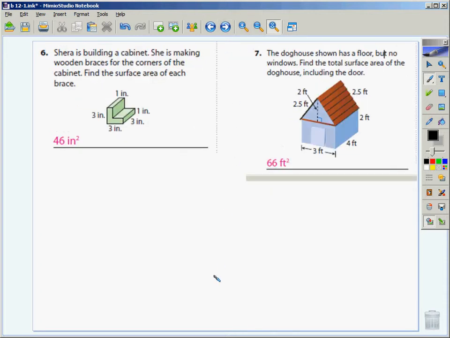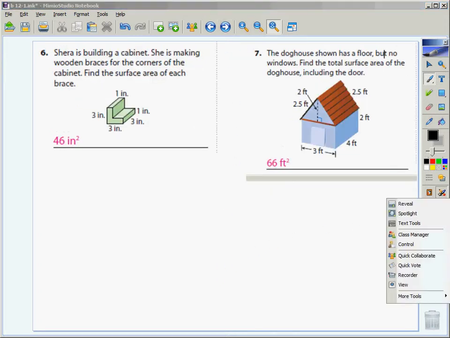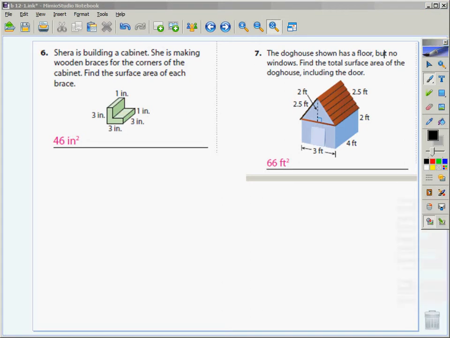There is 6 and 7. I'm going to tell you that a lot of people, again, that I see doing this type of problem try to do it with 2 separate prisms, and I did not. I separated out this shape, and I treated the height of the prism as 3, the distance between those 2 faces.